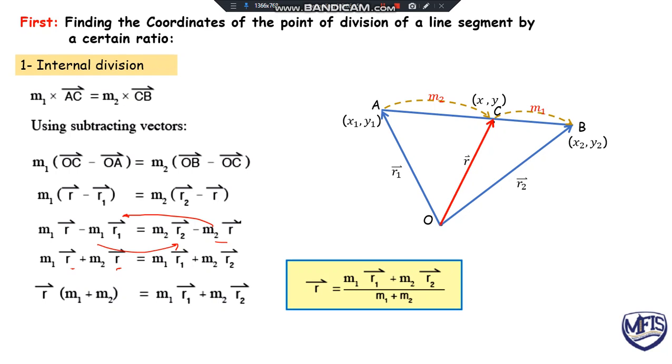Then we can find the rule we use to find the point of division C, which is represented by the vector R, equals M1 times vector R1 plus M2 times vector R2, where R1 is represented by the coordinates of the point A, which is x1 and y1, and R2 is represented by the coordinates of B, which is x2 and y2, over the sum of the ratio M1 plus M2, which is called the vector form.